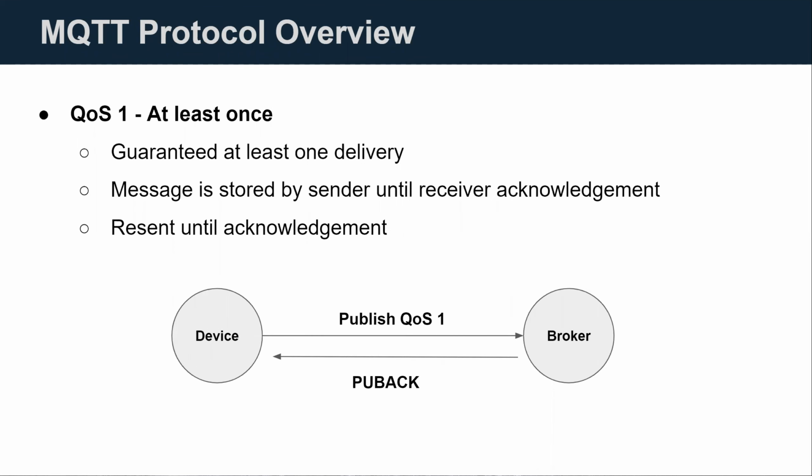With quality of service 1, the sender stores the message until it gets a PUBACK acknowledgement packet from the receiver. In this case, a message could be sent or delivered multiple times. This is suitable when data is critical, in other words, it must be delivered, but it's okay if duplicate data is received. Also, network restrictions like bandwidth or cost don't allow for the full QoS 2 handshake.